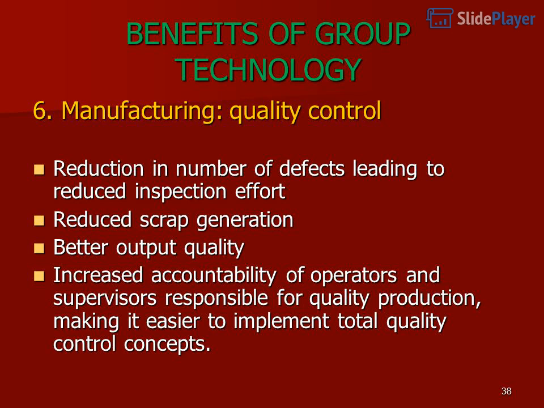Benefits of group technology. 6. Manufacturing, quality control. Reduction in number of defects leading to reduced inspection effort. Reduced scrap generation. Better output quality. Increased accountability of operators and supervisors responsible for quality production, making it easier to implement total quality control concepts.